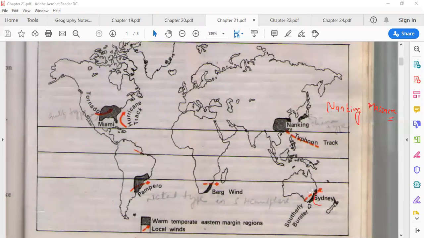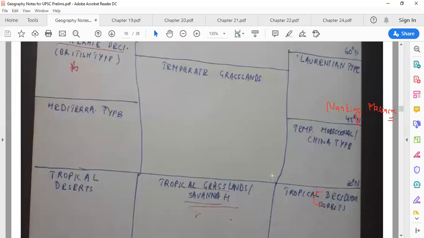So temperate monsoonal and China type of climate. In the mid, between 30 degree to around almost 55 to 60 degree, you have temperate grasslands or prairies. Different temperate grasslands, prairies, steppes, pampas, velds.